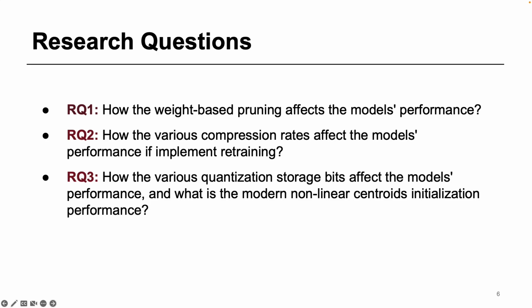For research question one, RQ1, we first train the full networks from scratch, and then apply weight-based pruning on the backbone networks with different pruning rates: 10%, 50%, and 90%. In other words, the corresponding compression rates are 1.1 times, 2 times, and 10 times respectively. For RQ2, we retrain the various pruned networks with the same training settings as the full ones. For RQ3, we quantize the non-zero weights with different storage bit settings, which is set as a hyperparameter, the qbit. The value range of qbit is from 2 to 4, and the corresponding centroid numbers are 2 to the power of 2, 2 to the power of 3, and 2 to the power of 4, respectively.